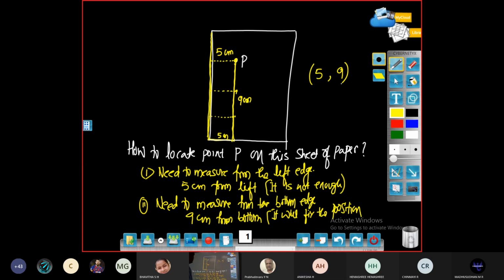5 comma 9 cannot be the same as 9 comma 5. So this is not equal to 9 comma 5. 9 comma 5 gives a different position, isn't it? Yes, sir. Now I'll take one more example, a sitting plan.